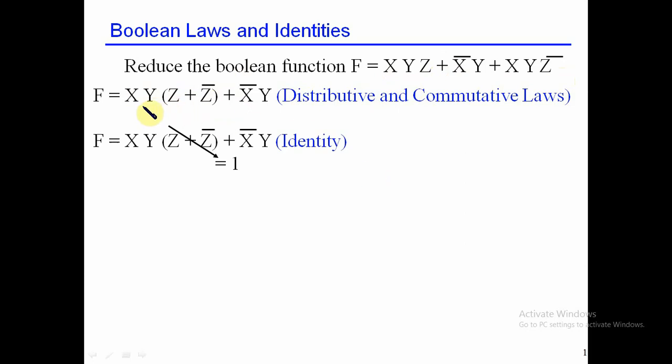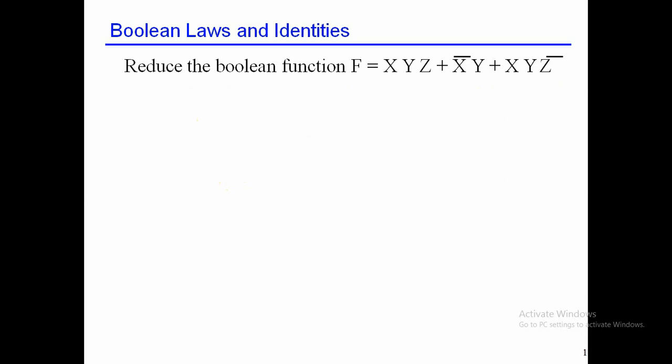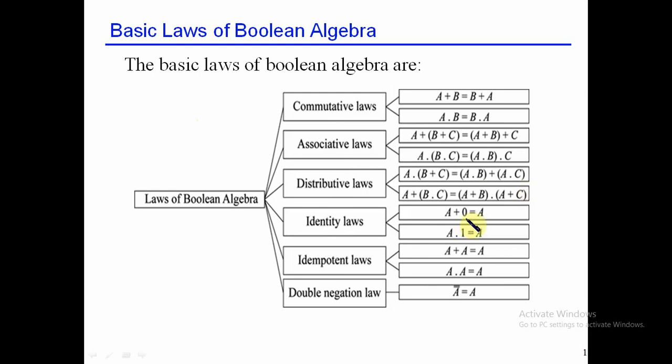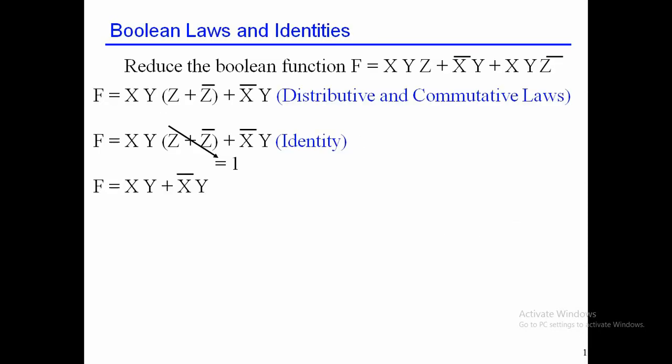After that, z plus z bar is an identity law we already saw previously. Using that identity law, z plus z bar gives 1. Hence what remains is xy plus x bar y.